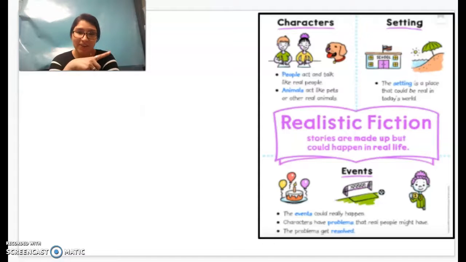Okay, so the characters in that book, were those characters acting like people? Yes. But were they people? No, they were animals. So right there, just by the characters, that gives off to us, the reader, that that story is fiction. It is made up. It's not an example of realistic fiction, okay? So I hope you liked this little video over realistic fiction. Tomorrow we'll continue learning more about it.